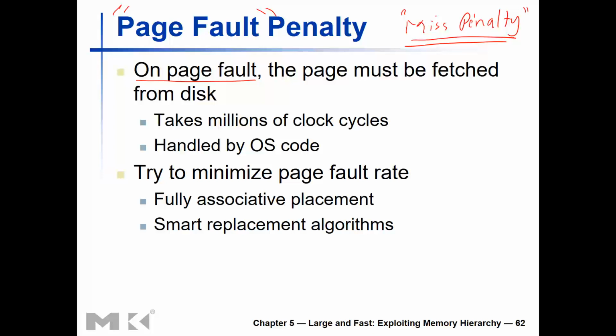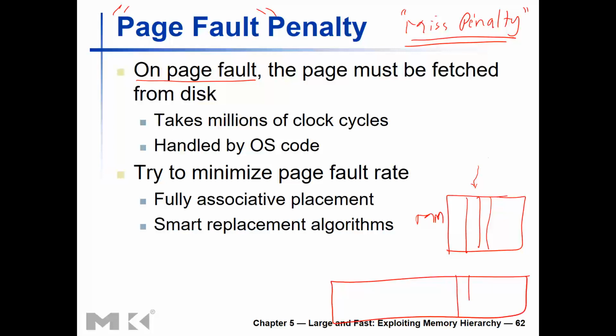In other words, I'm trying to access a page in the main memory. So this is my main memory, and there is a page here. I'm trying to access this page but oops, it's not there. The page that I want is not in the main memory. So in this case, what do I have to do? I'll have to fetch this page from the hard disk or the hard drive, and bring it over to the main memory. So the page must be fetched from the disk.